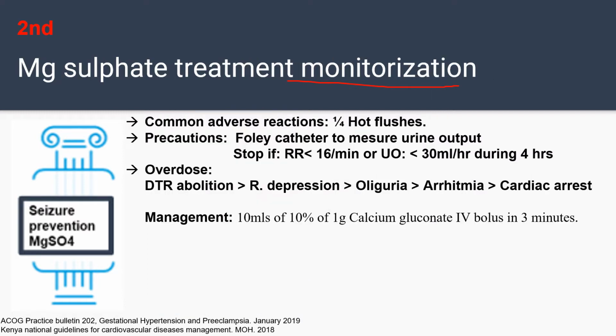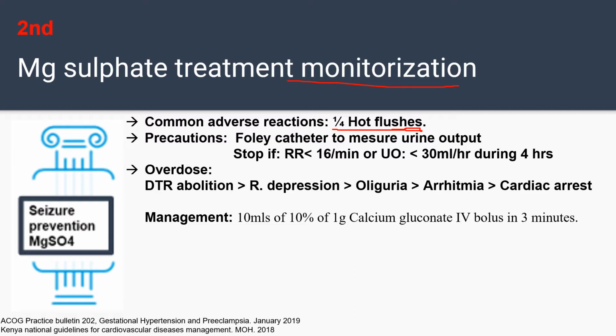And the monitorization. I said to you that it has a lot of different adverse reactions. The most common adverse reaction is hot flashes, that is related to the velocity of the infusion, and it's very common because magnesium sulfate relaxes all the smooth muscles. So, of course, all the vasculature that was very vasoconstricted will relax and will create a peripheral vasorelaxation that will develop rubor and hot flashes. The important adverse reactions that we need to monitor are the respiratory rate and the urine output, because those are the things that can guide us to important problems.